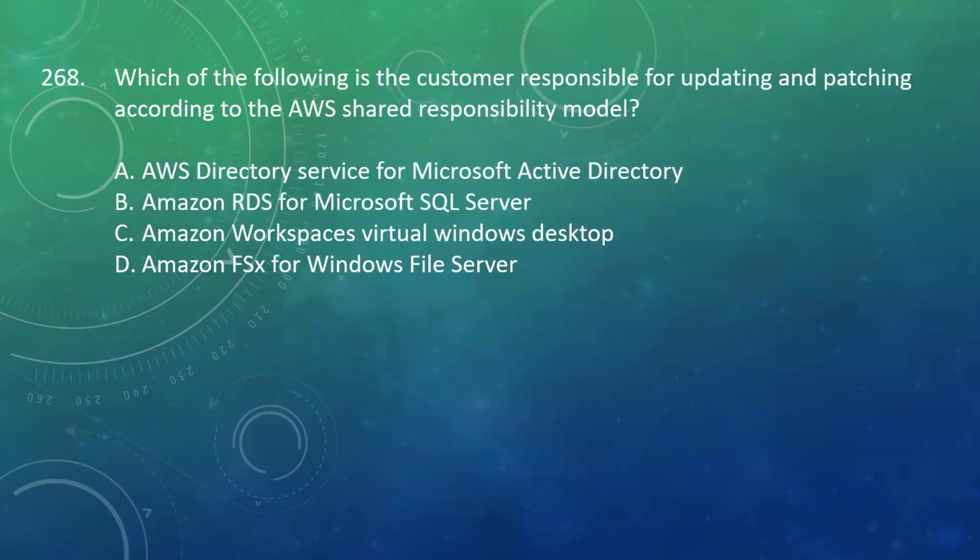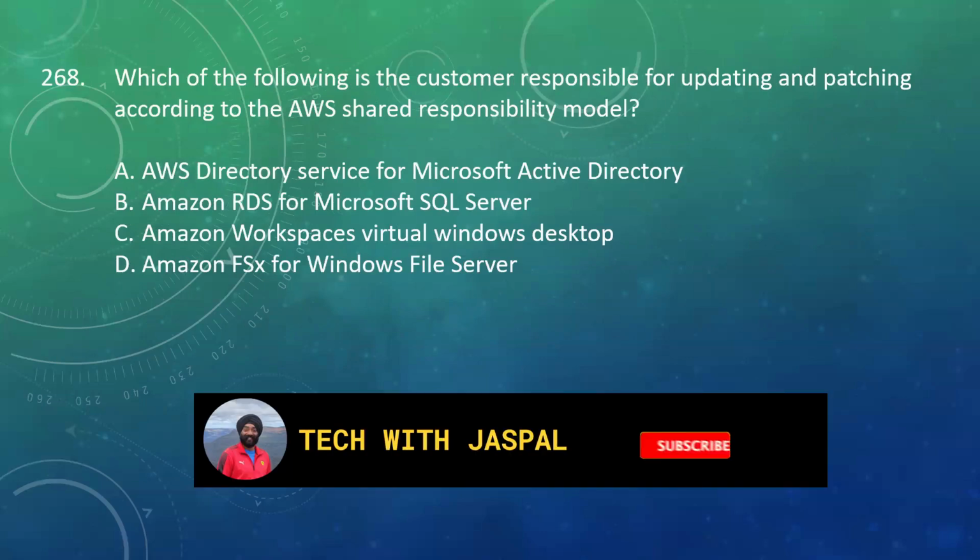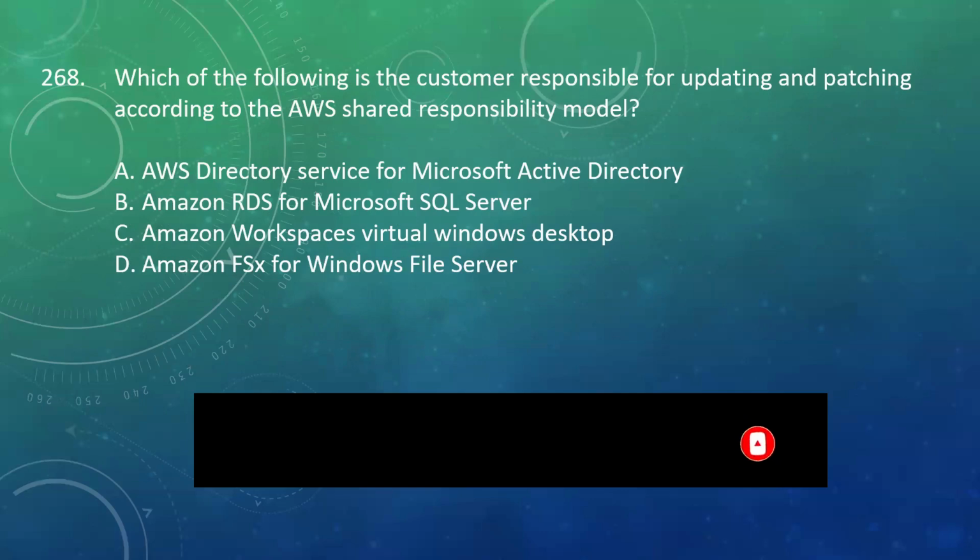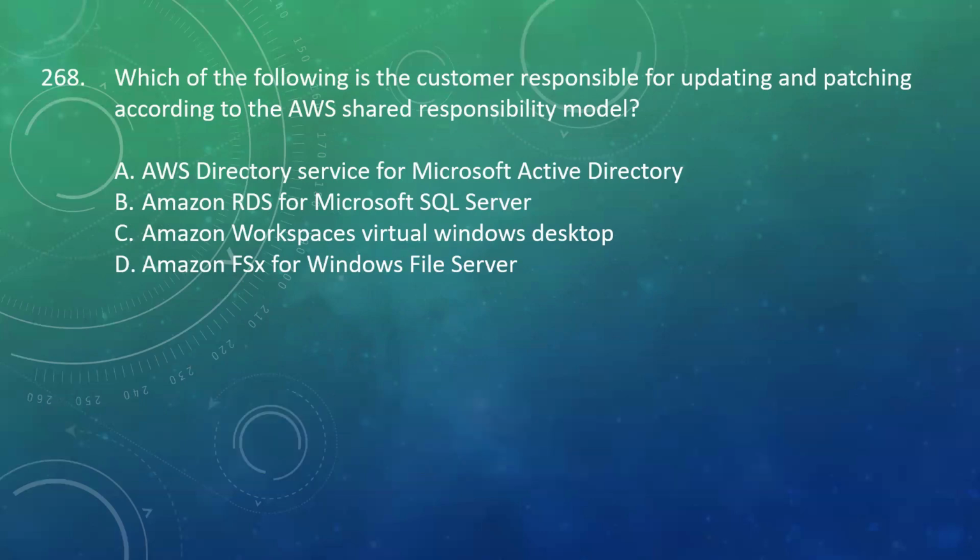Next question. Which of the following is the customer responsible for updating and patching according to the AWS shared responsibility model? Your options are AWS Directory Service for Microsoft Active Directory, Amazon RDS for Microsoft SQL Server, Amazon WorkSpaces Virtual Windows Desktop, and Amazon FSx for Windows File Server.